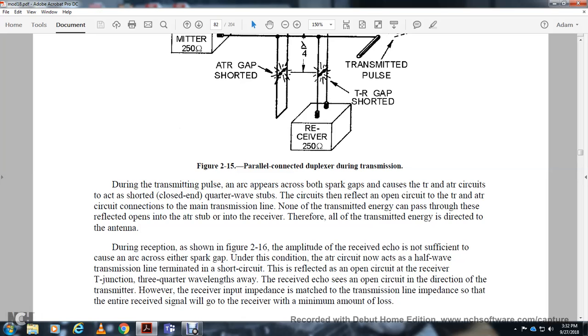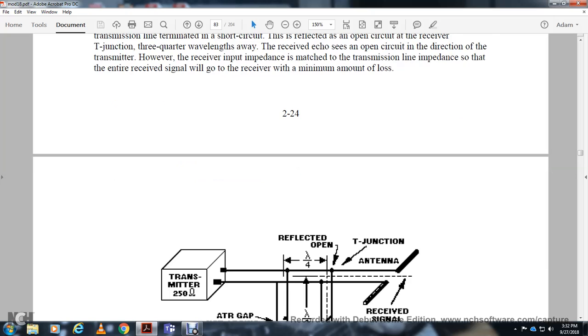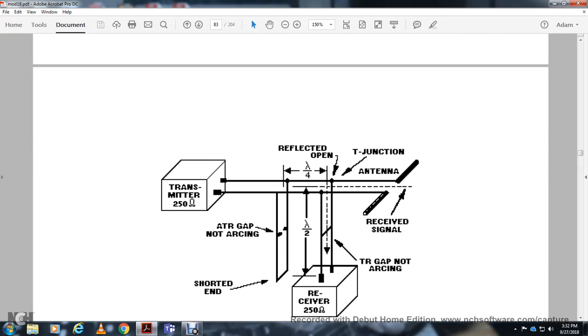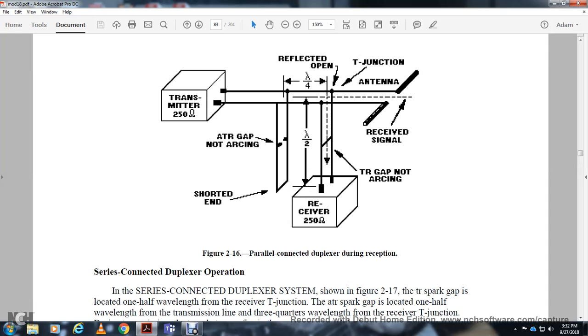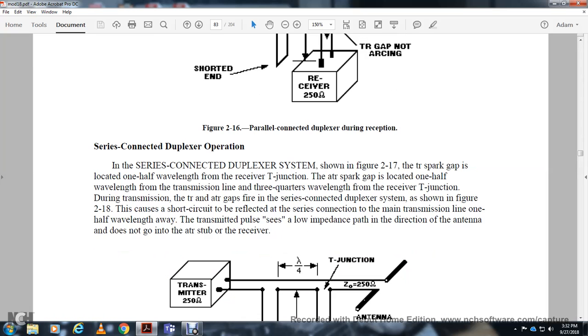However, the receiver input is impedance matched with the transmission line, so the entire received signal goes to the receiver with the minimum amount of loss. So for the transmission, the anti-transmitter receiver gap is not arcing and reflects an open circuit at the T-junction with the antenna. The series-connected duplexer system is shown in Figure 217.